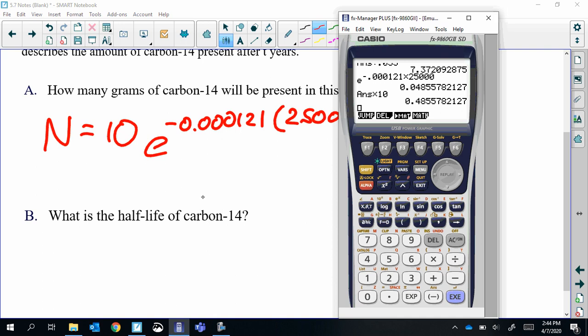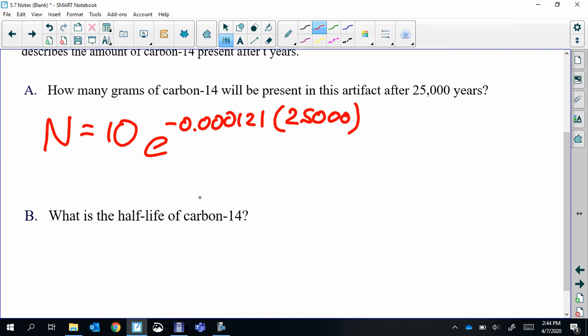So we get 0.486. So we started with 10 grams. After 25,000 years, we have a little bit less than half a gram.